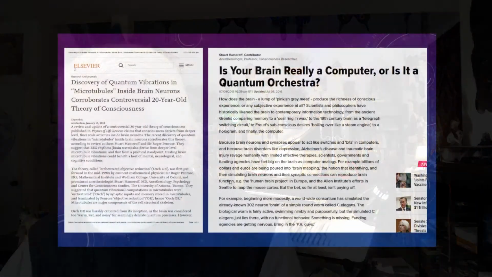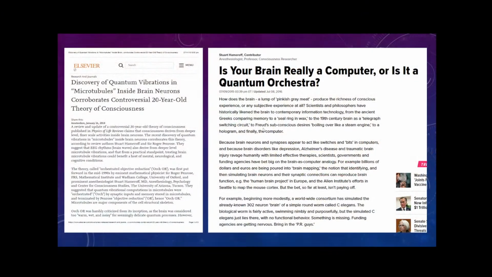And now we're seeing that as a quantum effect in the brain. Brain neurons are in sync with each other no matter what distance they are from each other, simultaneously in the moment, outside of time. Is your brain really a computer, or is it a quantum orchestra?